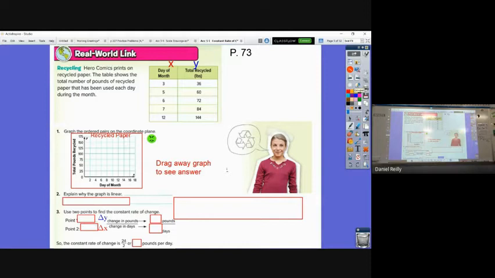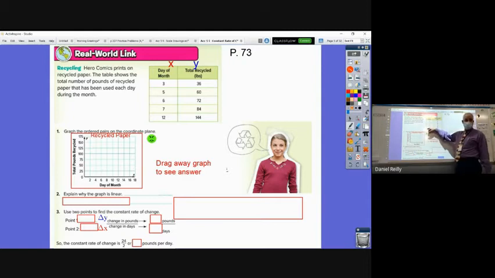All right, so here's one. Okay, this one is different. Hero Comics prints on recycled paper, and the table shows how many pounds they have recycled. Now this one's proportional also, but at least it doesn't start at 1 and it's not quite as easy to see. Okay. One thing that people will look at is this pattern here, 3, 5, 6, 7, 12.